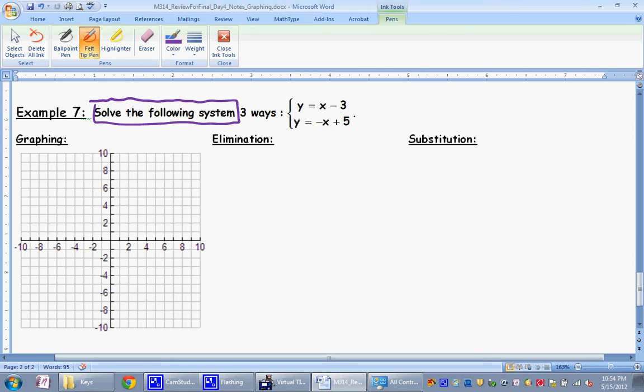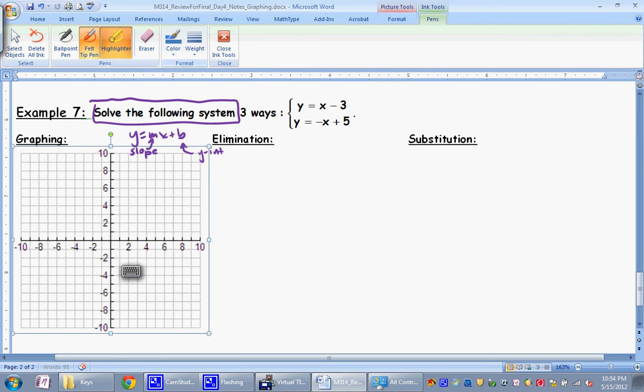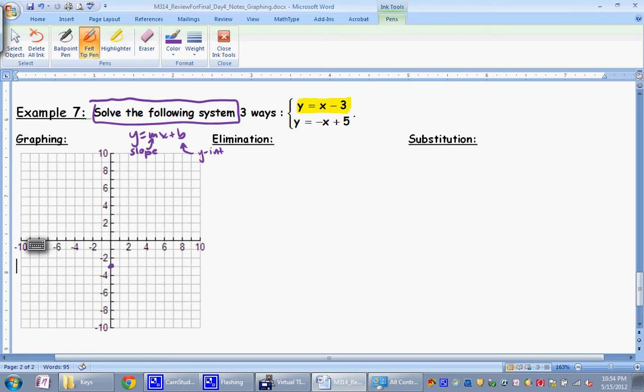And so we can go onto this graph here, and let's see, y equals x minus 3. Remember that we have y equals mx plus b is slope-intercept form. B is your y-intercept. M is your slope. So for y equals x minus 3, we have a y-intercept of negative 3. And then up 1, right 1 point, up 1, right 1 point, so on and so forth.